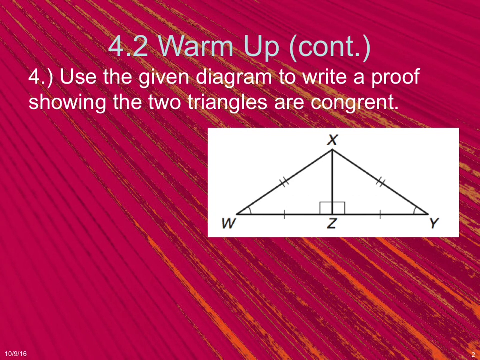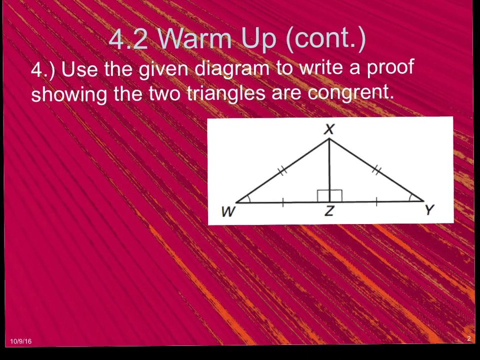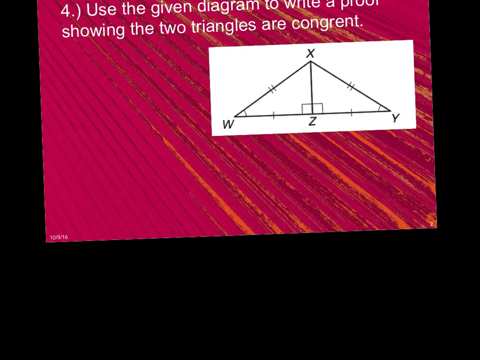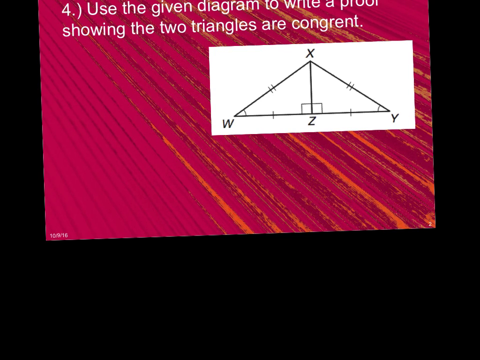This one says use the given diagram to write a proof showing the two triangles are congruent. So I'm going off of what's in this picture. What information is in that picture that's going to help you in your proof? Nick. So what do those little marks tell you? Specifically, pick two. Pick a pair.